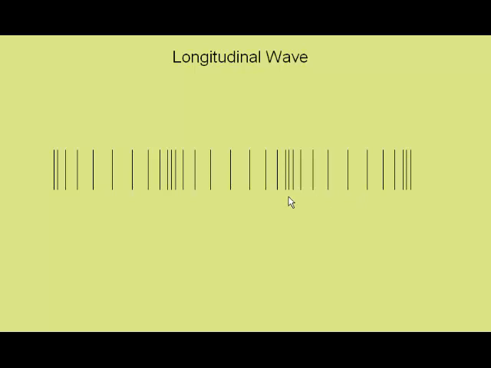You'll see in places the coils are closer together or compressed. We call these compressions. In other places the coils are further apart or rare, and we call these rarefactions.